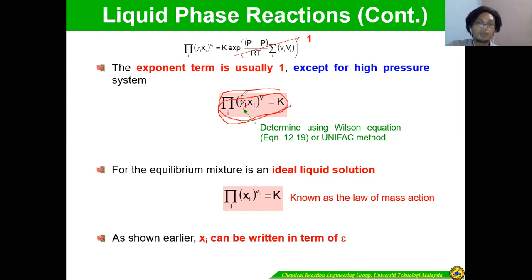So how to determine this gamma? You have to remember chapter 12, using the Wilson equation or UNIFAC or other models to determine this activity coefficient. But if it is an ideal liquid solution, this one is equal to 1. So you have to remember that generally for the fraction we use x for the liquid and y for the gas phase. This symbol you also apply in mass and energy balance: y for the composition in the gas, x for the composition in the liquid.